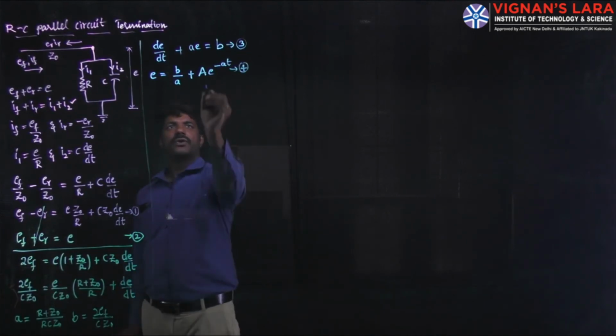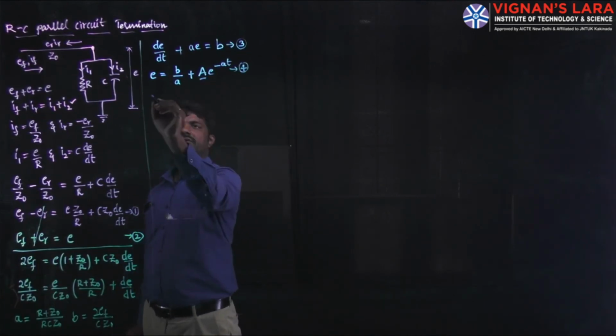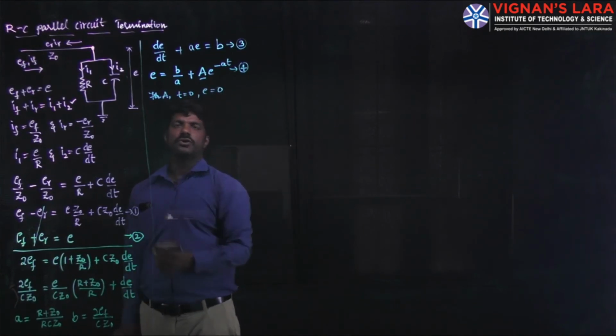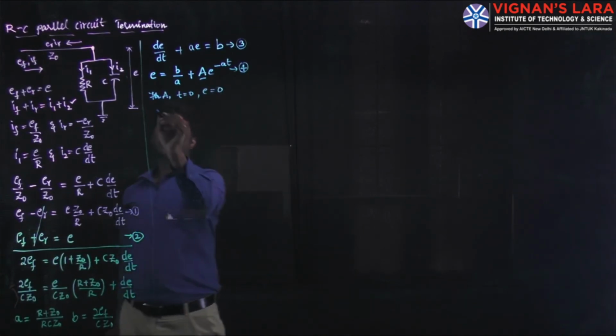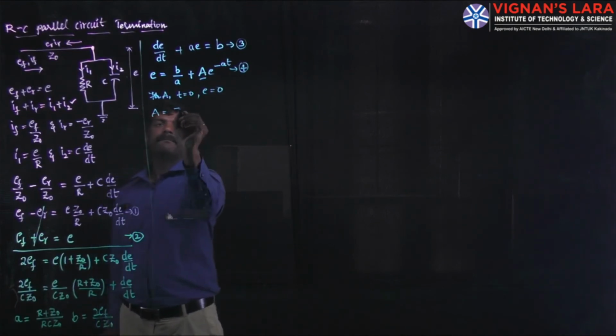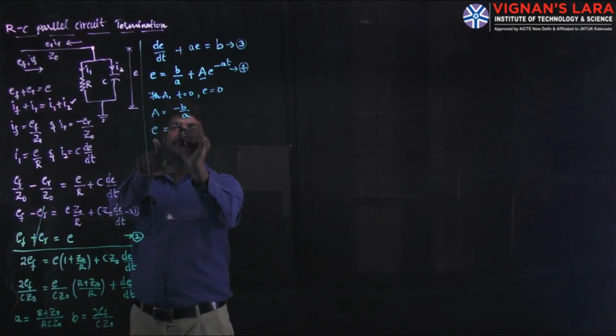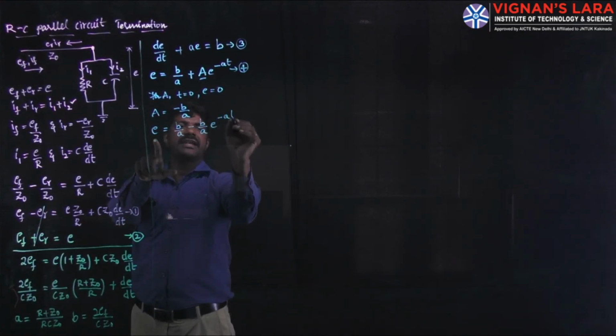Then to get this constant A, use initial condition. For constant A, put T is equal to 0 with the initial voltage E as 0. Then capital A value will become minus B by A. Therefore, the total voltage solution E is equal to B by A minus B by A into e to the power minus AT.